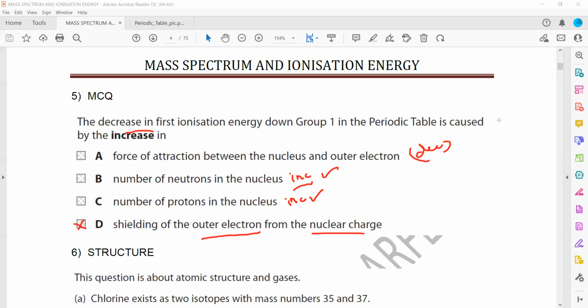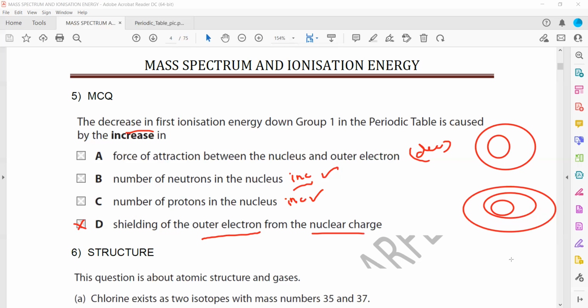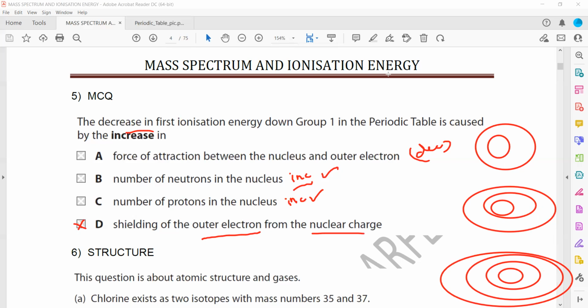Like lithium will have 2 shells, sodium will have 3 shells, potassium will have 4 shells, and all have the same number of electrons in the last shell or outer shell. This will have 1 electron, this will have 1 electron, this also has 1.